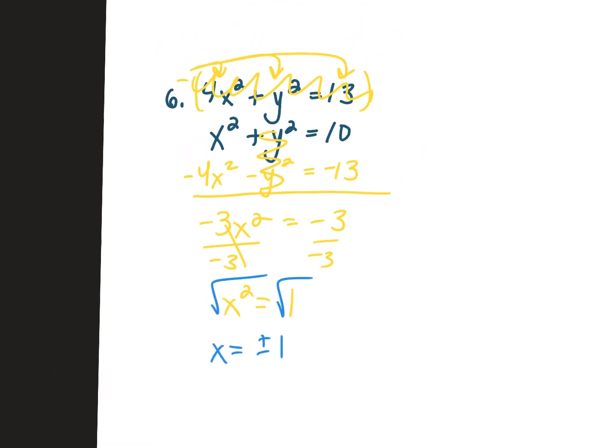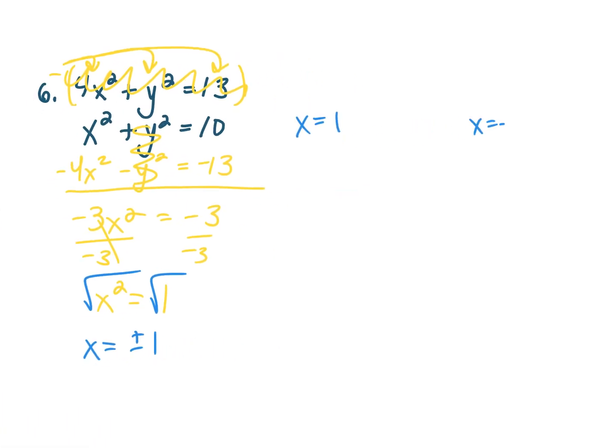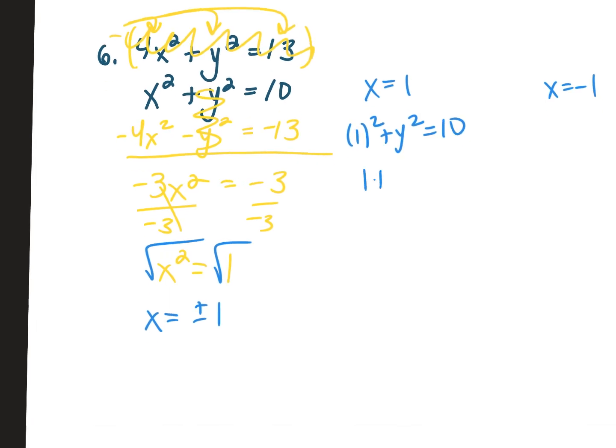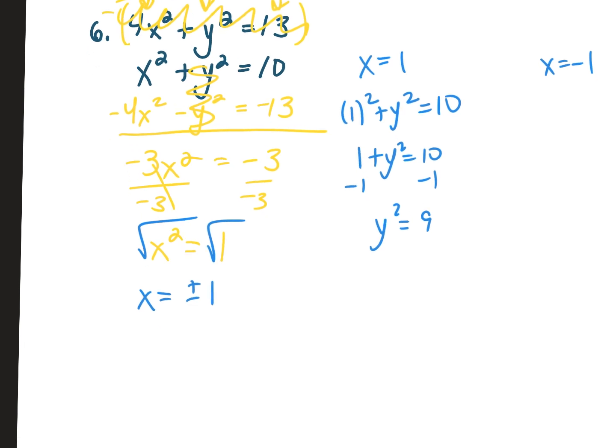Which one would be easier to plug into? The second one, okay? So I'm going to plug in where x equals 1, and I'm going to plug in where x equals -1. Again, you can do either one. So I'm going to say x squared plus y squared equals 10. So 1 plus y squared equals 10. You subtract 1 from both sides. I get y squared equals 9. Yes? Santi, make sure you're watching this, babe. Now I take the square root, and I get y equals plus or minus 3.